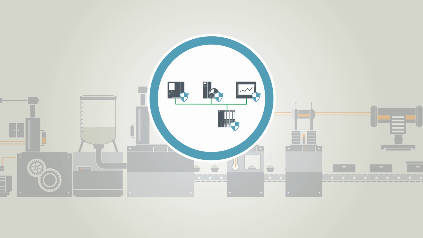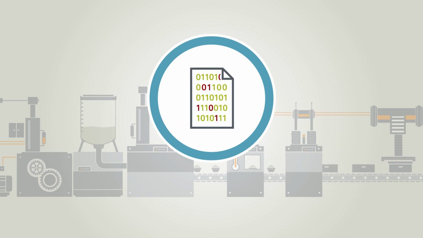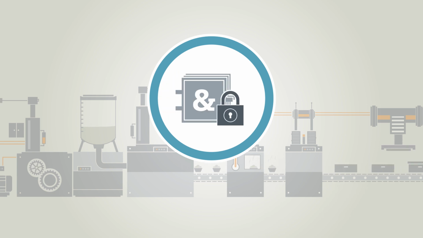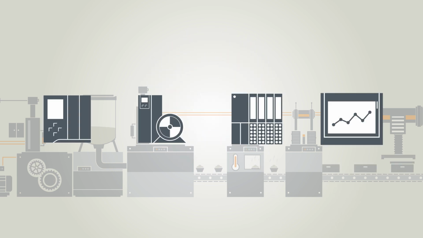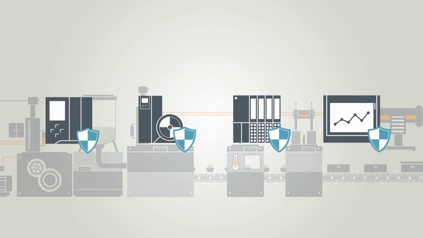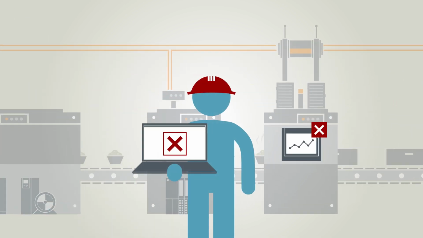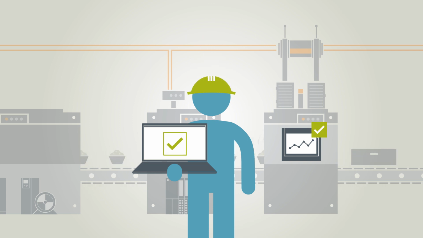These security functions are a multi-stage authorization concept, manipulation protection, protection of know-how, and copy protection. Let's examine these four functions. First, we have the authorization concepts. These specify who is allowed to perform which changes to a plant.